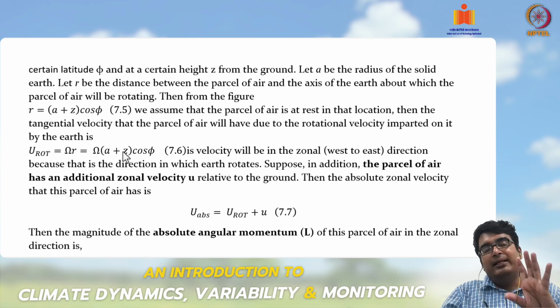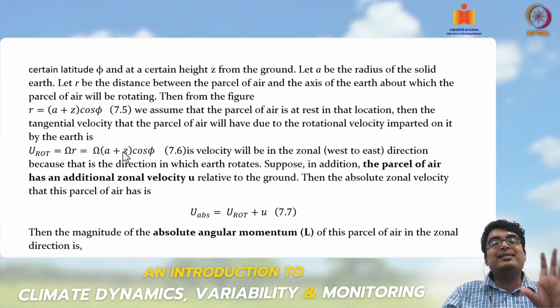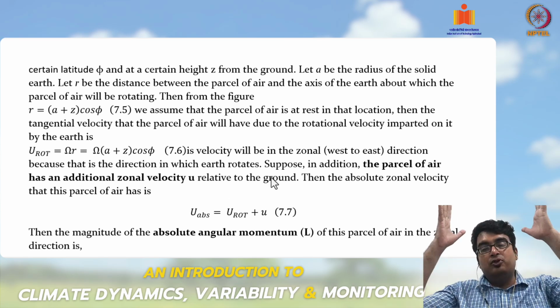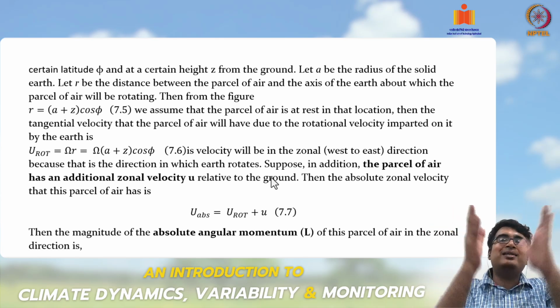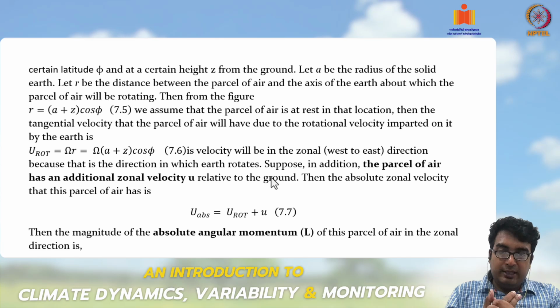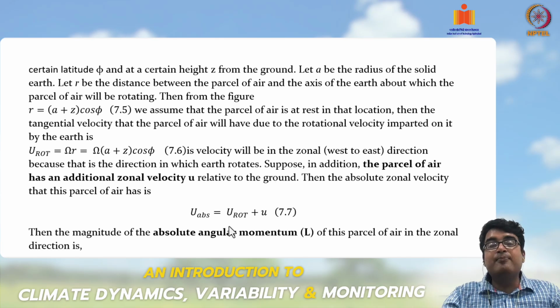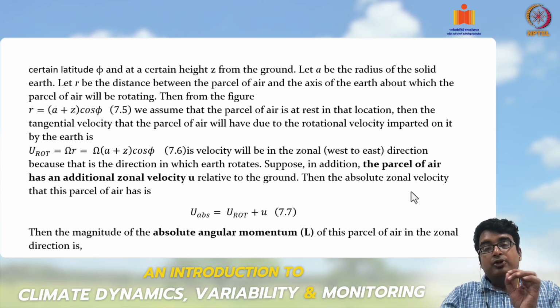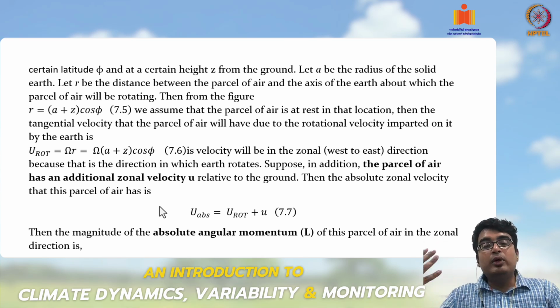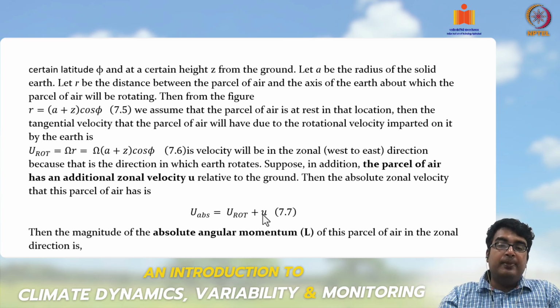Suppose now that in addition to this, the parcel of air has a zonal velocity small u relative to the ground. The parcel of air is no longer stationary, but it is moving in the west to east direction relative to the ground from where we are observing it. And this velocity in the west to east direction is the zonal velocity, which we call small u. So the absolute zonal velocity that this parcel of air has is the zonal velocity imparted to it by the rotation of the Earth plus the relative zonal velocity it has with respect to the ground, which is u rotation plus small u.